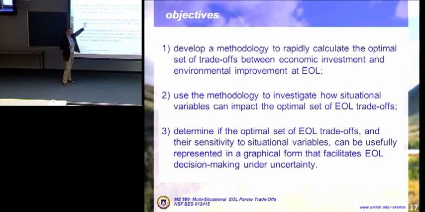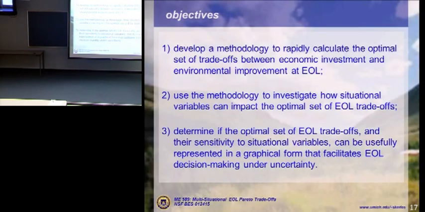Once we have that methodology to rapidly calculate the best options, how many people know what a Pareto set is? Okay, more than half. Can somebody give us a definition of a Pareto set or a Pareto front? It's where you can't make one thing better without making something else worse. Exactly. So I'm not interested in 3 million disassembly decisions. I just want to know those decisions for which there's no better decision on one axis or another.